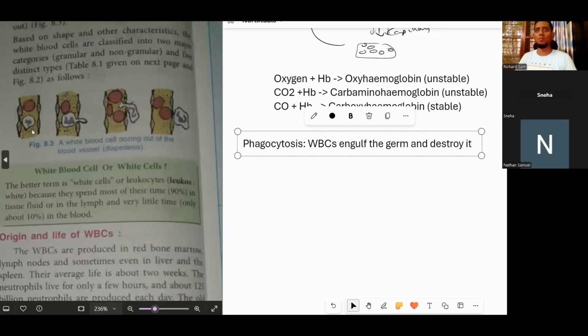The WBC has this amoeboid type of movement. It can create this false feet. What is that false feet called? Pseudopodia. In amoeba, they create a false feet called pseudopodia. So it can squeeze itself through the walls of the capillaries, the small blood vessels. It can't squeeze itself out of big blood vessels like veins and arteries, only through the capillaries. So it comes out and goes to the surrounding cells where there is inflammation, and there it engulfs the bacteria. Okay, so write down the meaning of this word diapedesis.